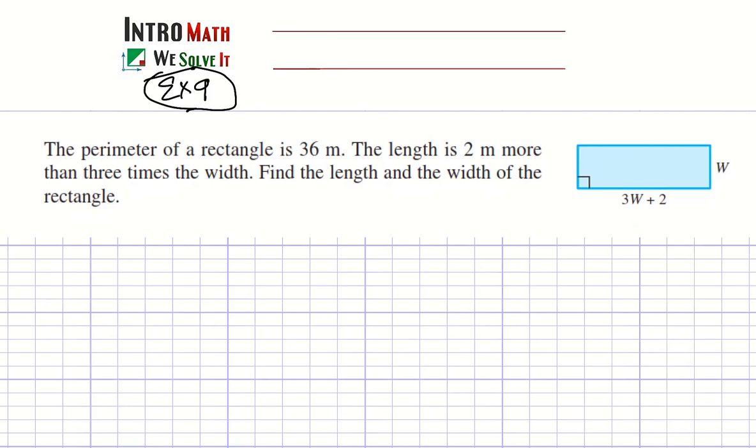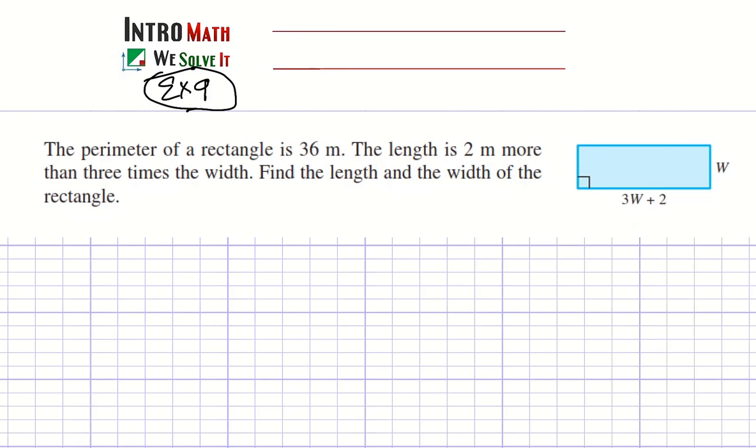The perimeter of a rectangle is 36 meters. The length is 2 meters more than 3 times the width. Find the length and the width of the rectangle.